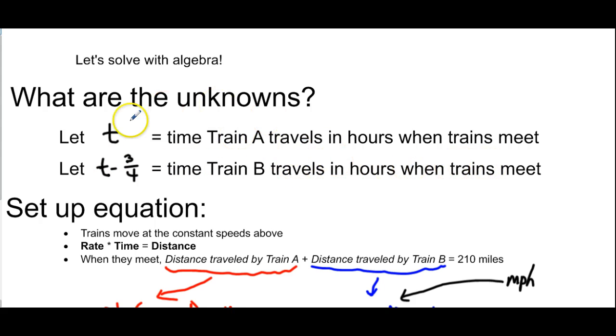So in other words, if we figured out that t was 2 hours in this problem, so train A went for 2 hours, okay, this is t, then t minus 3/4 would be 1 1/4 hours, wouldn't it? Or 1.25? Because isn't t minus 3/4 the same as t minus 0.75? 0.75 is the same as 3/4 hour, right? So if train A traveled for 2 hours, train B would have traveled for 1 1/4 hours.